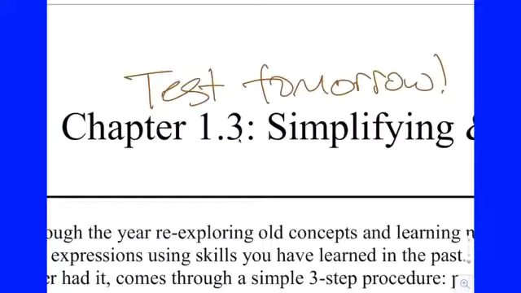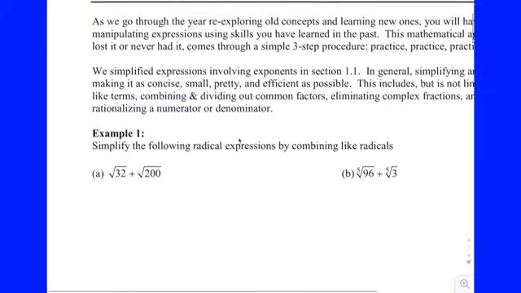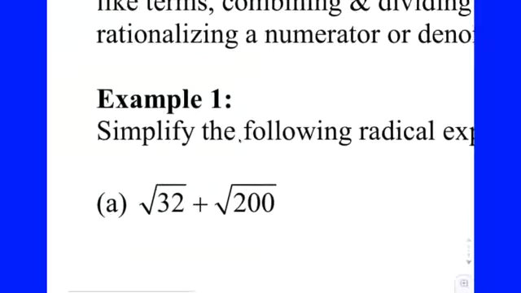All right, let's jump right in. 1.3, simplifying expressions, and there's a little bit of factoring involved in here as well. So let's look at example 1. You'll have one multiple choice question tomorrow, like example 1.